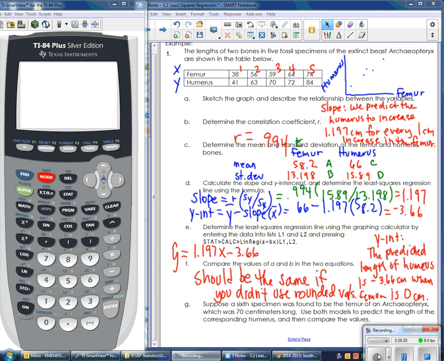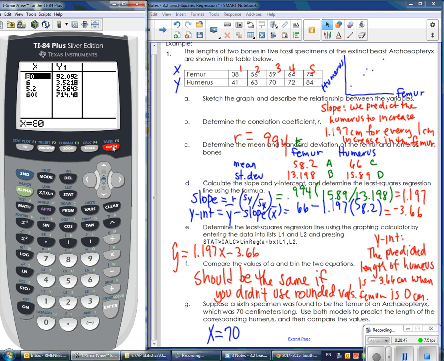Okay, so the last step in this problem then is to make a prediction. If we know that a sixth specimen was found and we know that the femur of this beast, whatever it is called, was 70 centimeters long. Well, I know that the femur is an x value, so I'm essentially trying to make a prediction if I know that x equals 70. So I essentially just want to plug the 70 into my equation, and there are lots of different ways that we can do this. You can look at your table. If you hit second graph, that'll bring you to a table, and you can enter the 70 in.